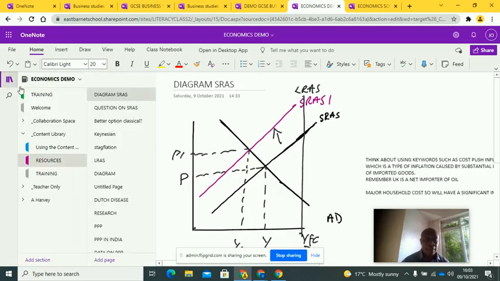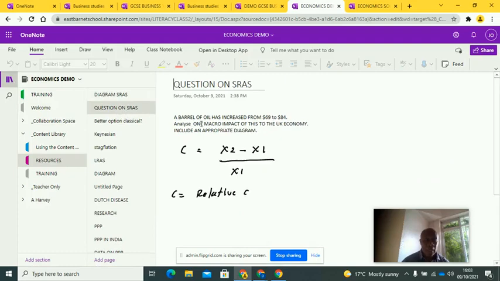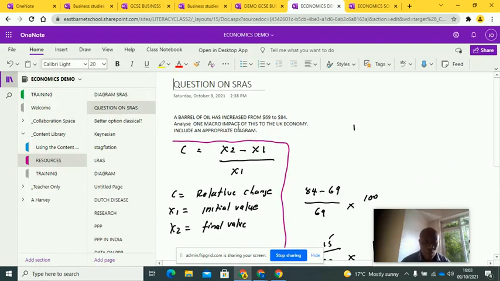Remember, the question says one macroeconomic objective. Let's go back to the question. Question on SRAS, barrel of oil, one macro impact to the UK economy. So think of one macro impact. Think of maybe economic growth. Output has now reduced from Y to Y1, increasing the negative output gap. You can talk about that, or you possibly can look at employment. There are lots of things you can talk about. Remember, we have cost push inflation as well. That's another thing you can talk about. There are several things you can talk about.